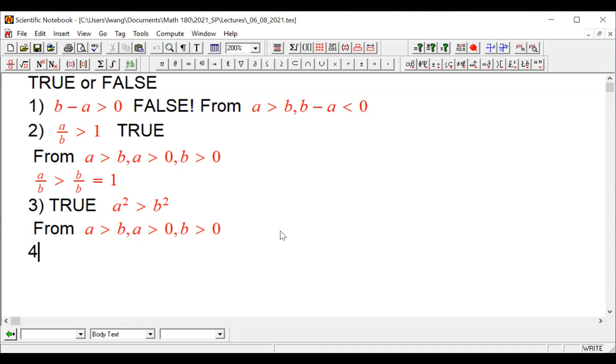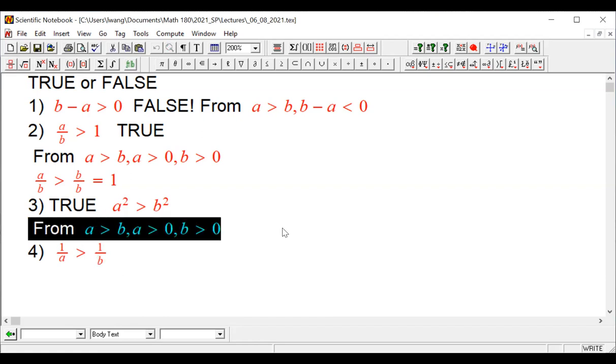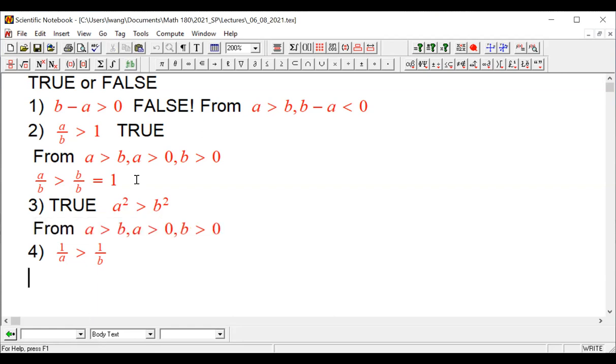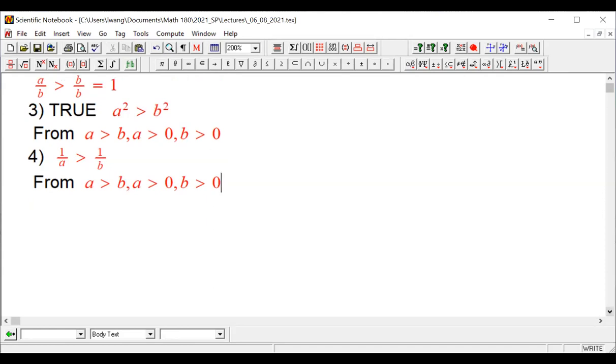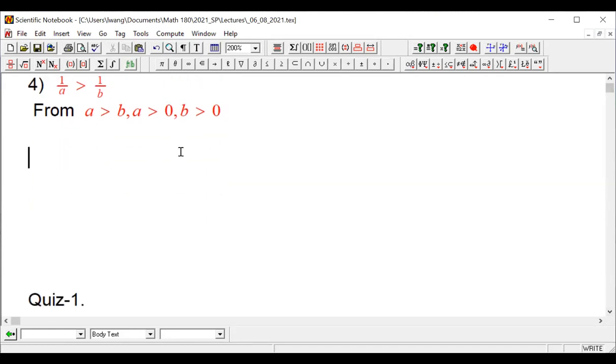So let's look at number 4. Number 4 is getting more interesting. It says 1 over A is larger than 1 over B. Still from the same assumption that was given in the question. Is that true or false? If A is larger than B, then 1 over A is larger than 1 over B. Is that true or false?